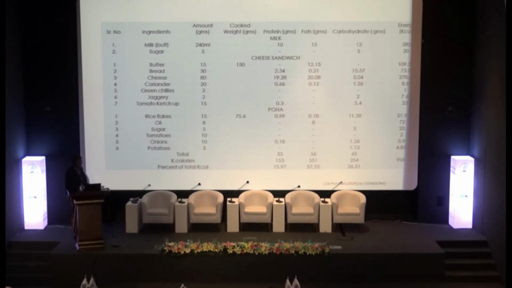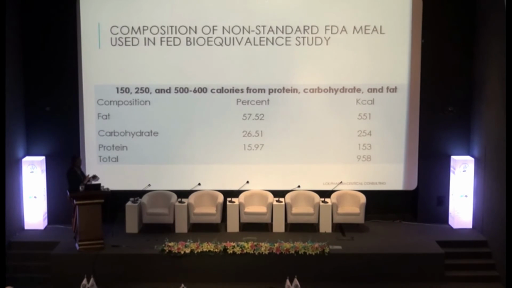And if we take into account the proteins, carbohydrates, and all the composition of the meal, we see that the meal still meets the requirements, 150 to 250, 500 to 600 calories for proteins, carbohydrates, and fat, respectively. So these are the percentages, and as you can see, for protein, 153, close to what is recommended. So even though the meal looks different, it still meets the requirement.